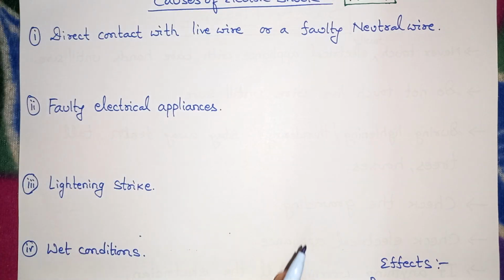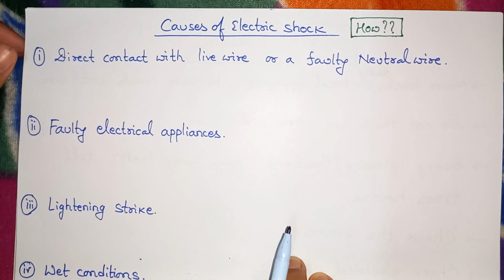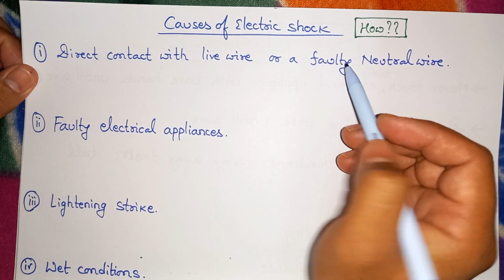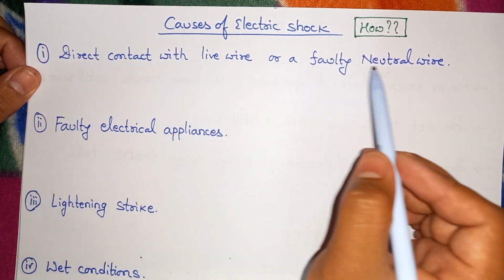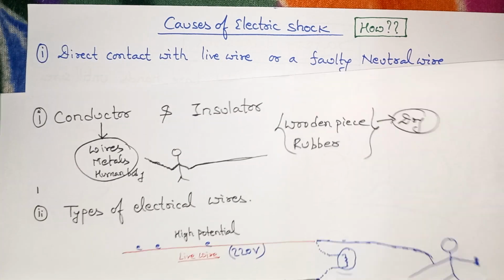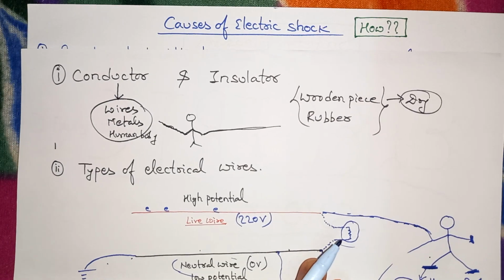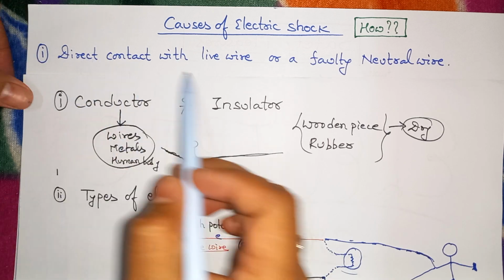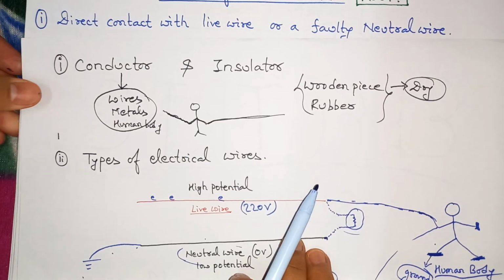Now we need to know about the causes of electric shock. How do we get an electric shock? Direct contact with the live wire or a faulty neutral wire. I have already talked about this. What do you mean by direct contact with the live wire or a faulty neutral wire? I'm dealing with this point now.